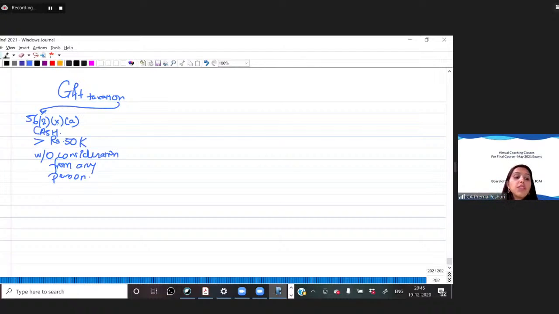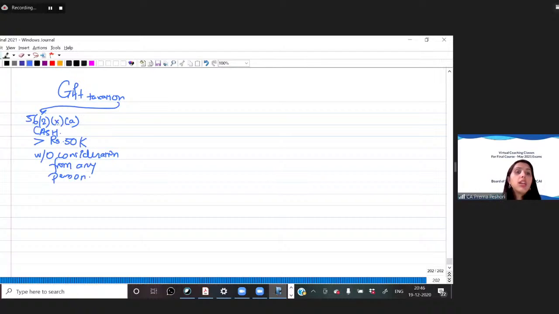If the gifts are received on the occasion of marriage or on the death of donor, right? Or under the will or inheritance from a relative, right? Or on the total or partial partition of HUF. Clear? So in that particular case, that will not be considered as gift. Clear?